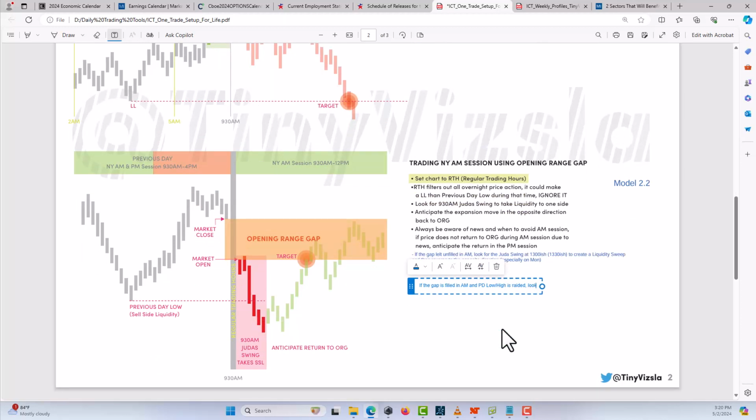Then look for it to fill right away. So fill the gap up, go up the gap, and reverse. Then look for a reversal. Right, so today is a gap up. It filled the gap, it broke the low, then it reversed.